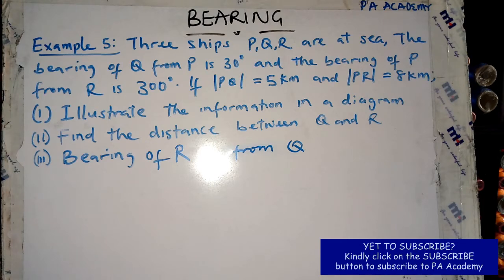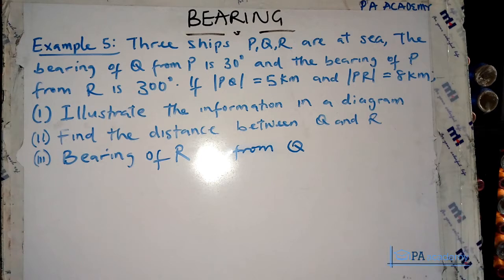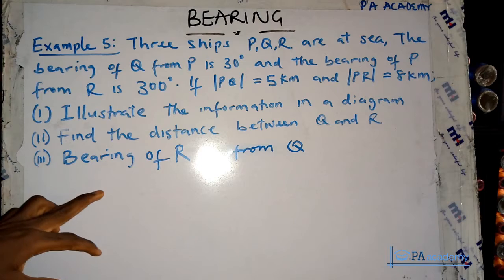Now in this example 5, the question says, three ships P, Q, R are at sea. The bearing of Q from P is 30 degrees and the bearing of P from R is 300 degrees. If PQ is equal to 5 kilometers and PR is equal to 8 kilometers, the first part says illustrate the information in a diagram, find the distance between Q and R, and then the third part says find the bearing of R from Q.